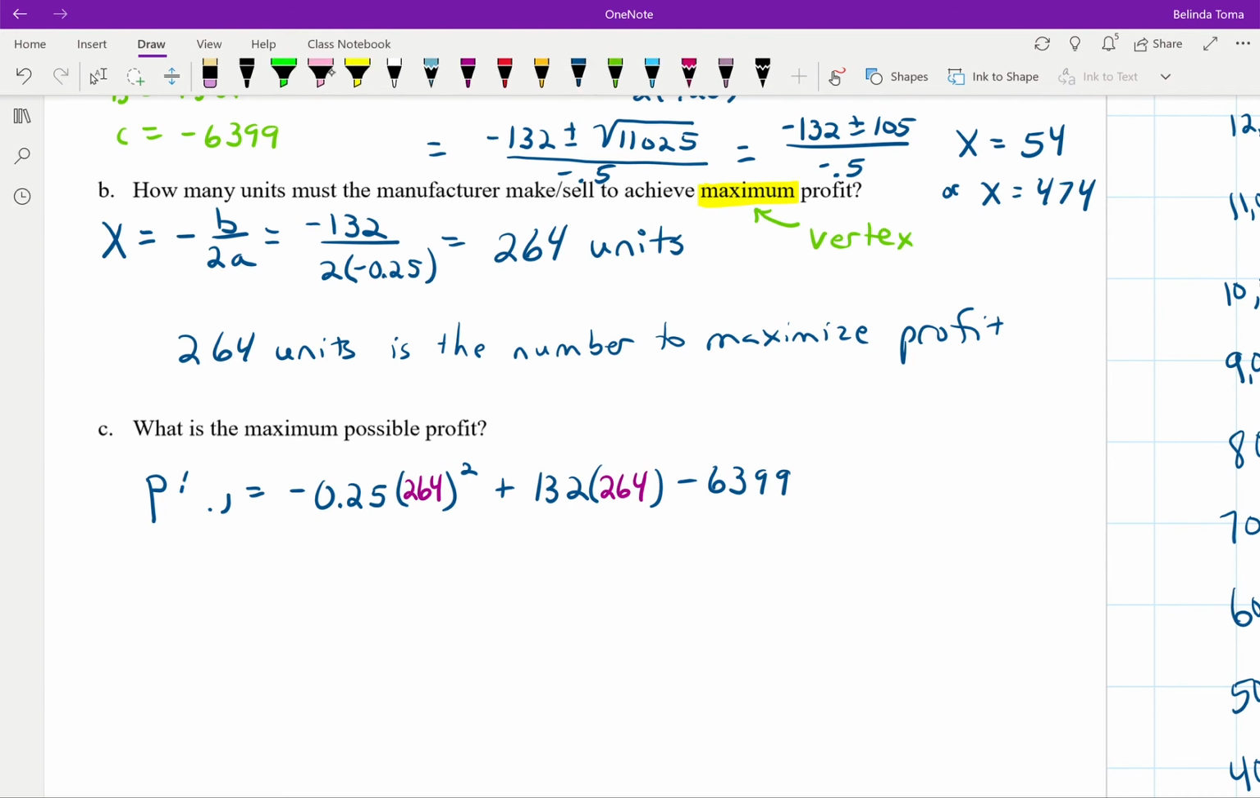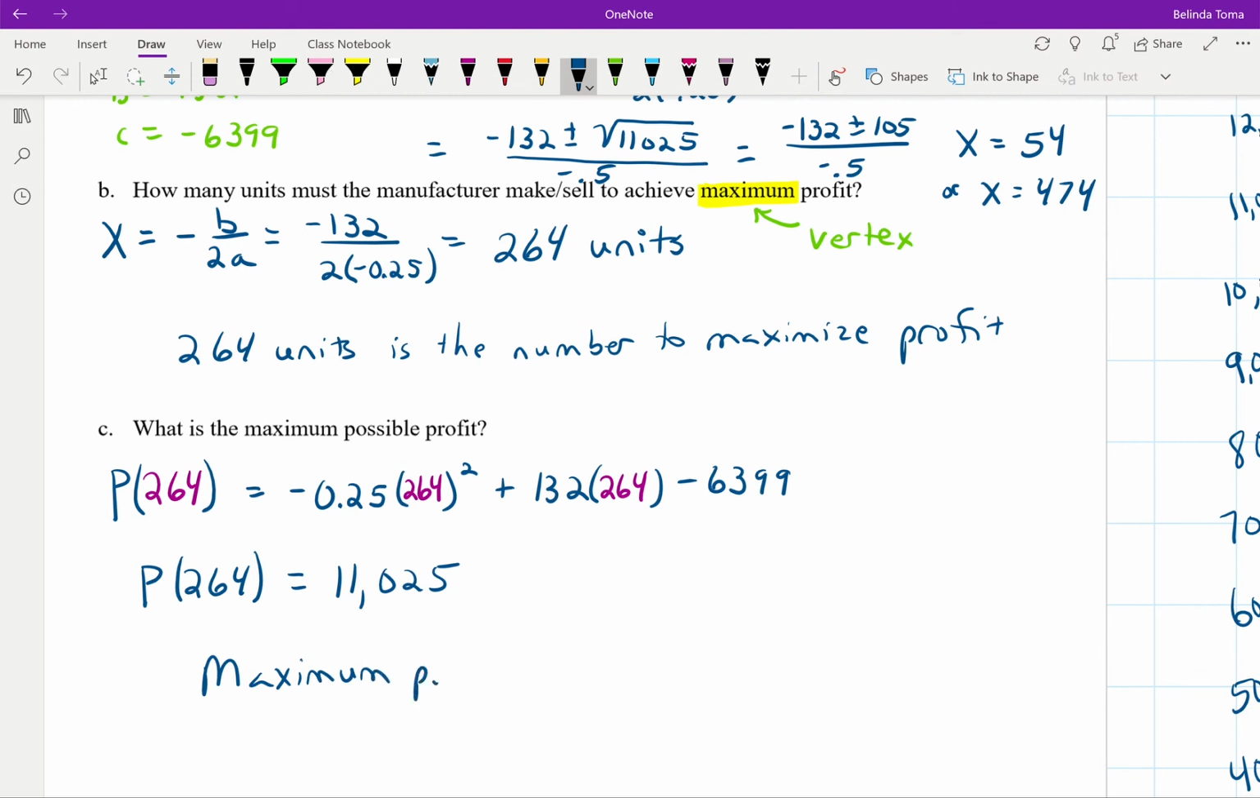And again, the notation might be a little clearer over here if I actually make this P of 264, right? So we can see that that is what we are replacing the X with. All right, so when we evaluate that, if we plug this into a calculator, when we produce or make 264 units, we have a profit of $11,025. So the maximum profit is $11,025.